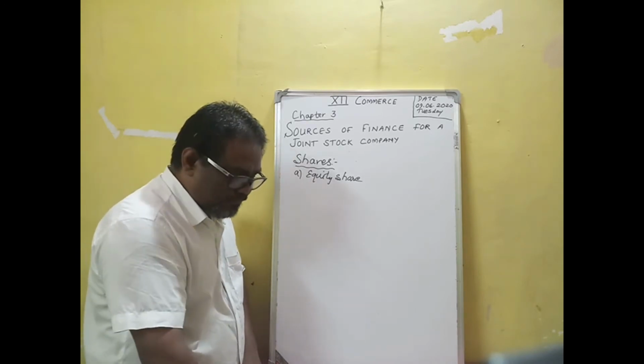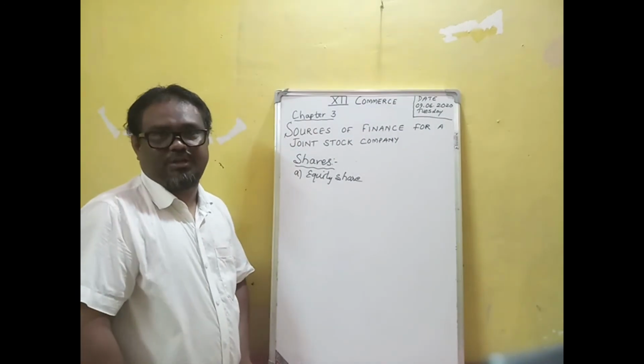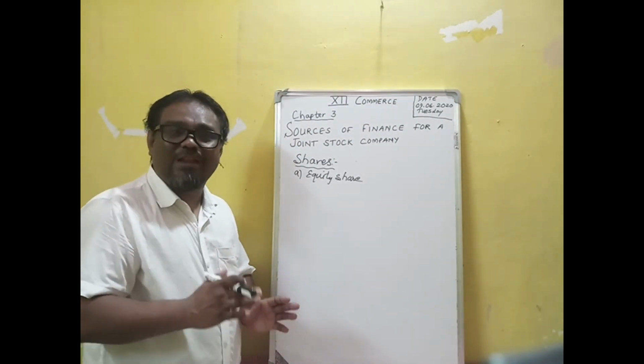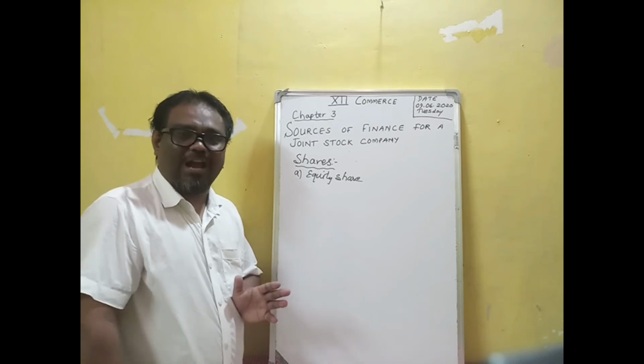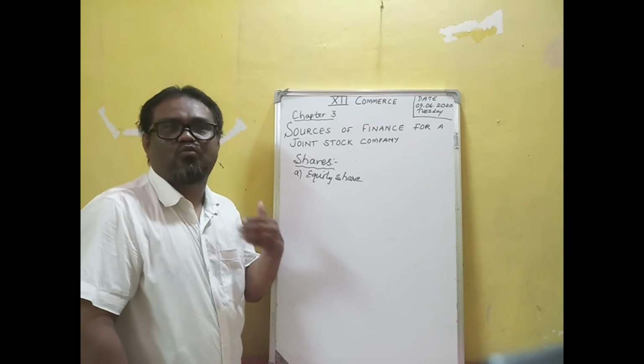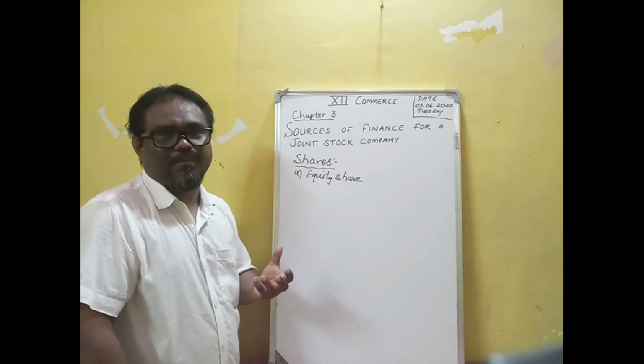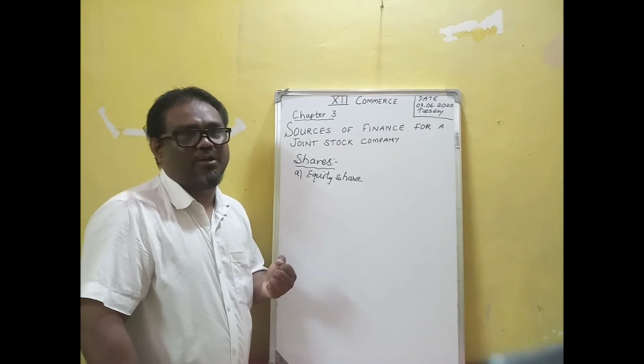After that, equity shareholders have a voting right in the company. They are the owners of the company and they have the voting rights. So they cast a vote to select the directors of the company. So these are the features of the equity shares.